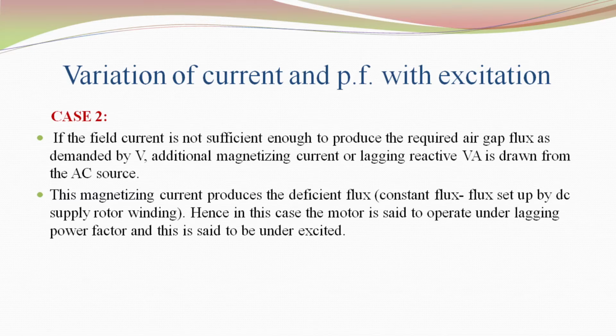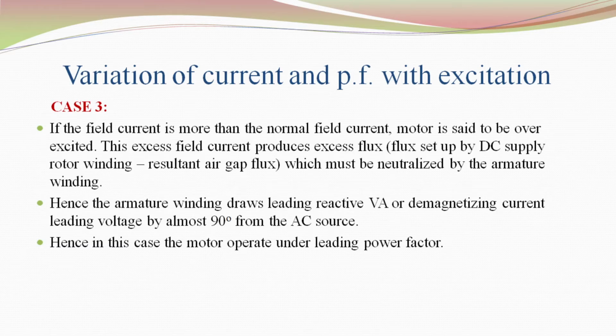So this magnetizing current will produce some flux, that is some deficient flux. So in this case the rotor is said to operate under lagging power factor, and this is the case of an under-excited system. Now let us see case 3.